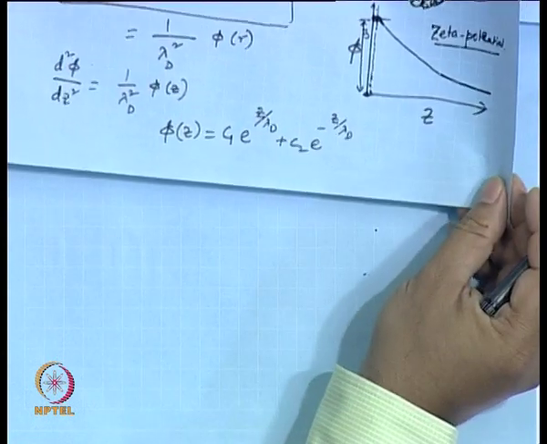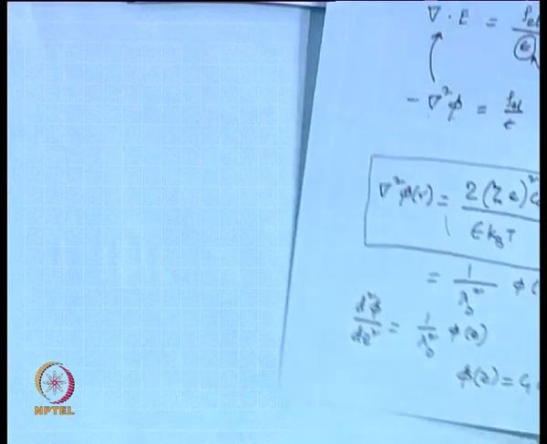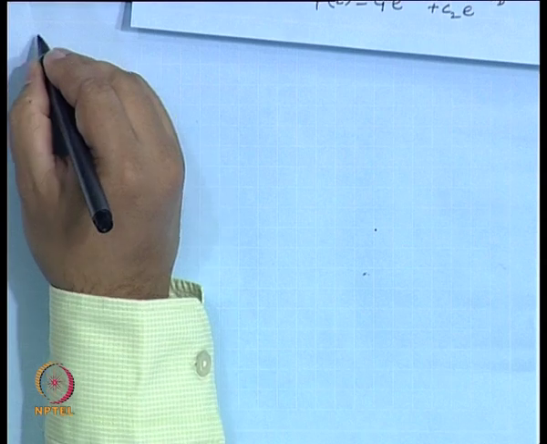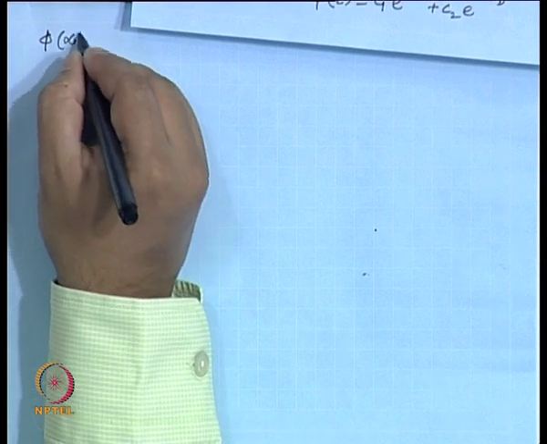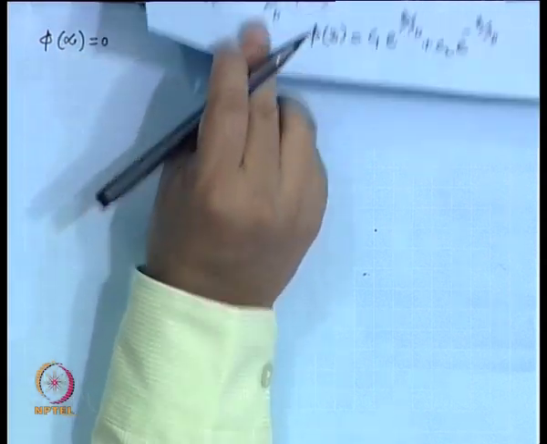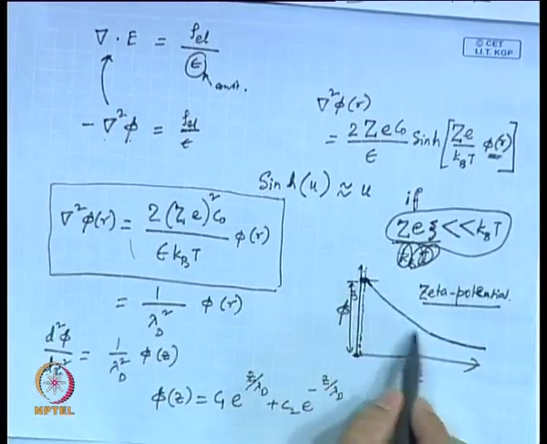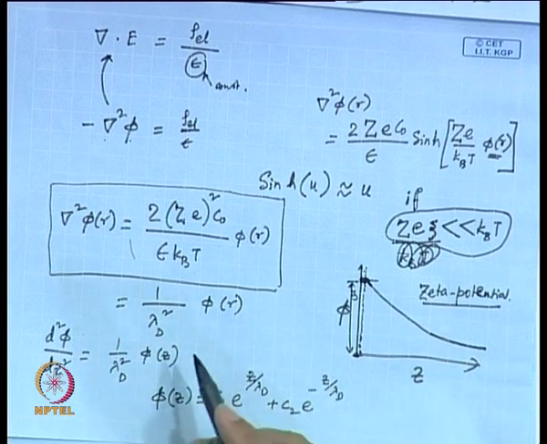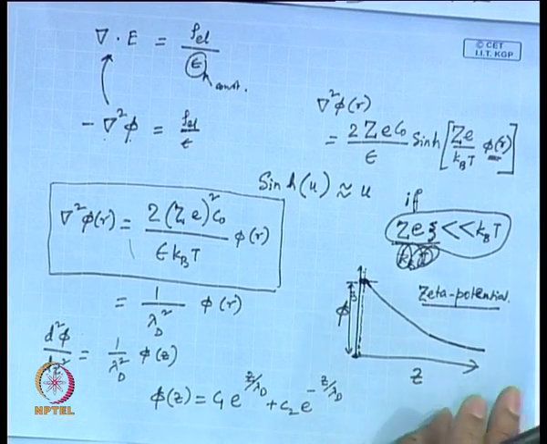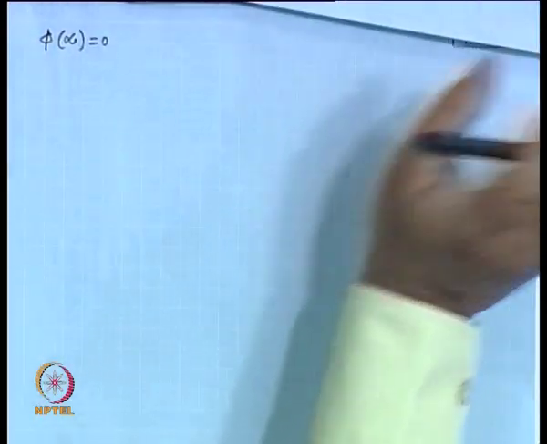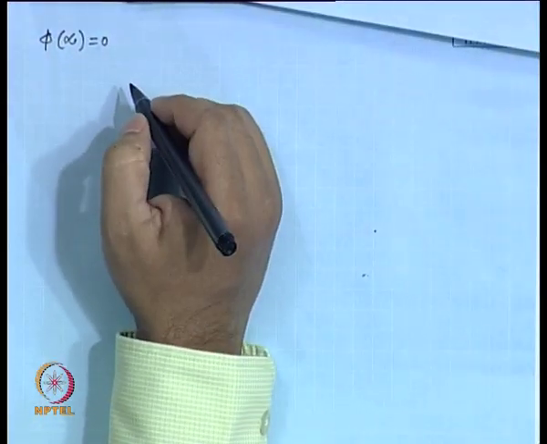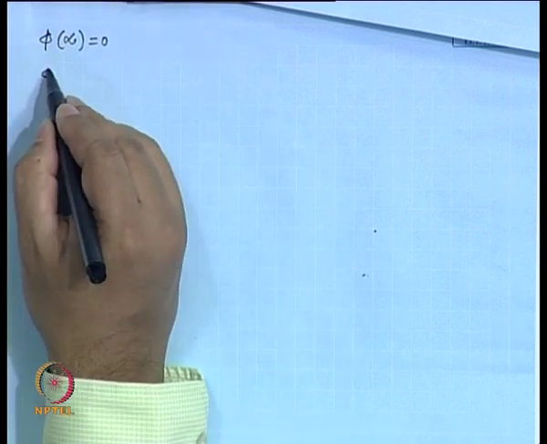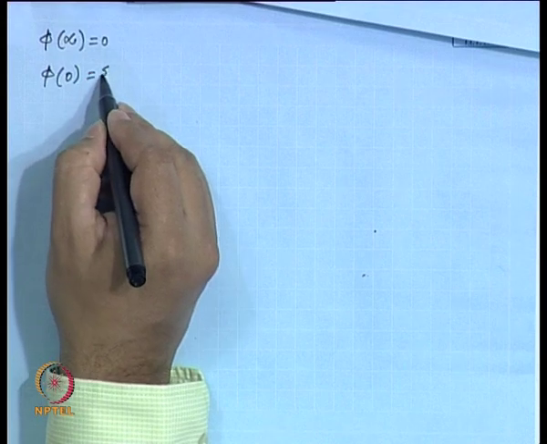So now you have boundary conditions. What are the boundary conditions for phi of z? You have phi of infinity equal to 0, that is understood. We said that at infinity there will not be any potential, because at infinity you have Na plus and Cl minus in equal numbers, so you do not have any potential gradient. So phi of infinity equals 0, and the other boundary condition here is phi of 0 equal to zeta.